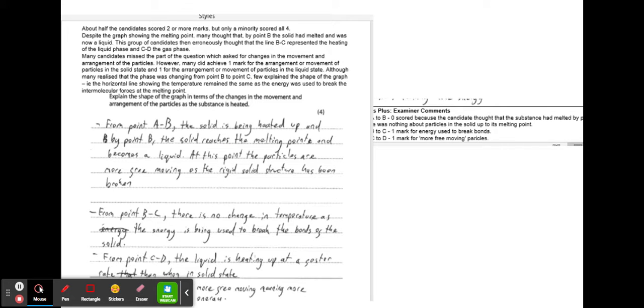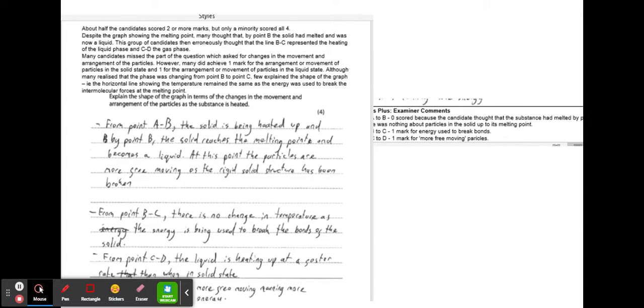Many candidates also missed the part of the question that asks for changes in the movement and the arrangement of the particles. However, many people did achieve 1 mark for the arrangement or the movement of the particles in the solid state, and 1 for the arrangement or the movement of the particles in the liquid state. Although people realised that the phase was changing from point B to C, they were not able to explain that.